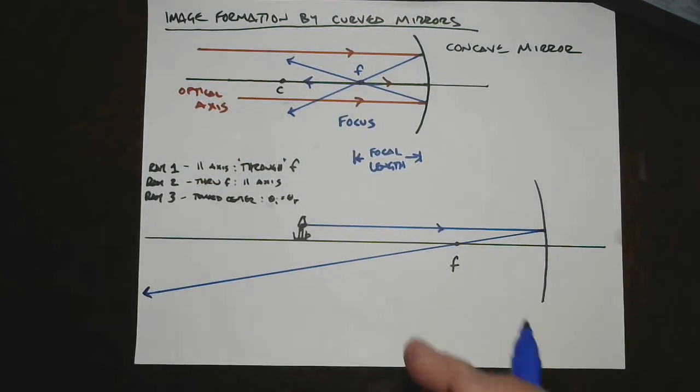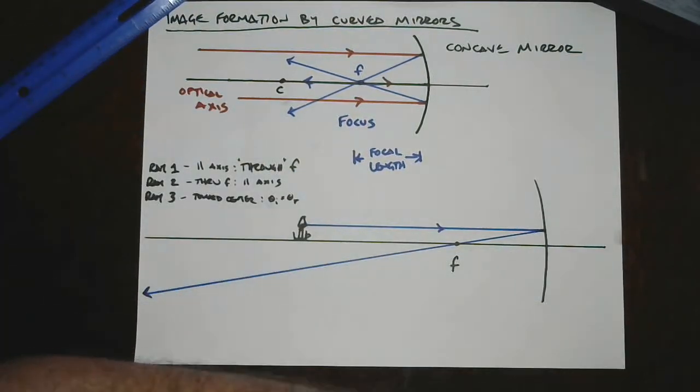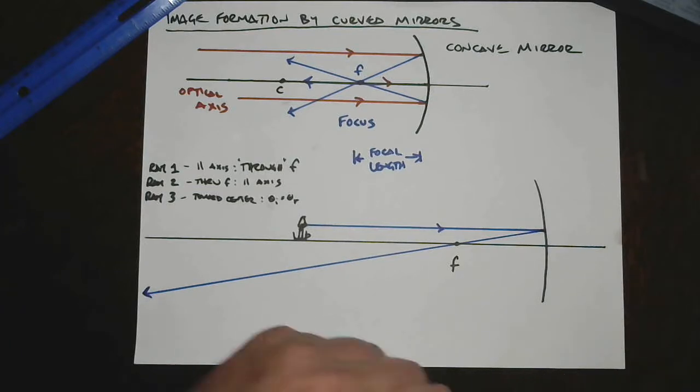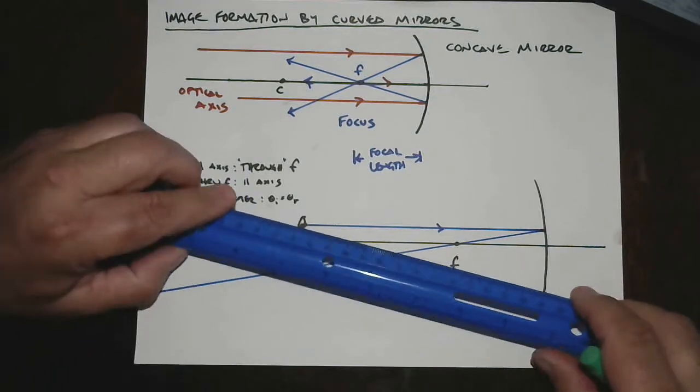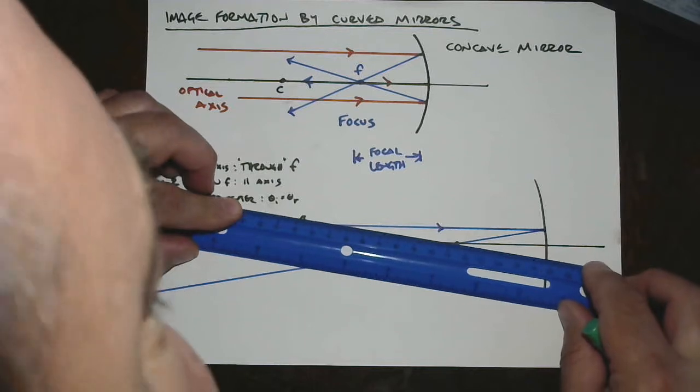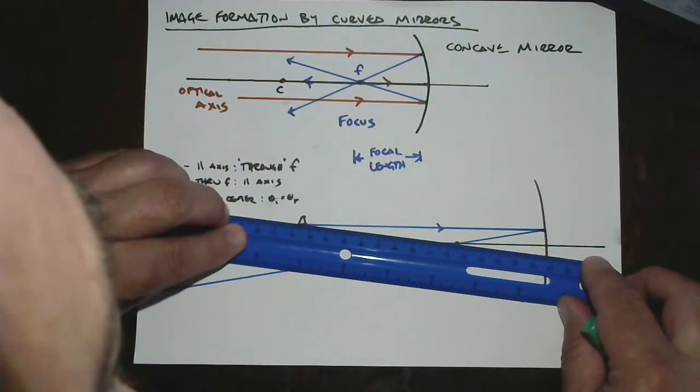I don't know where this is going to intersect with the other ray, so I have to kind of do that. Ray number 2 starts through the focal point, so we're going to go from the source of light through the focal point and then continue on to hit the mirror.